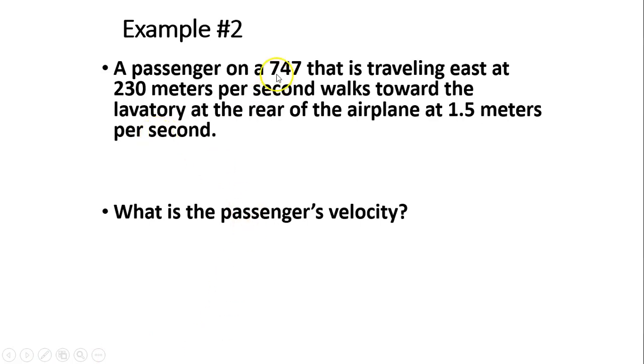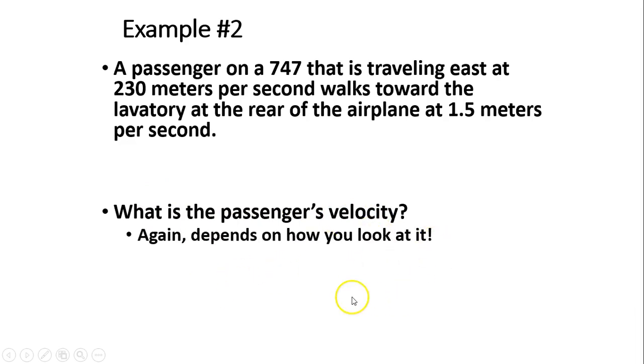Another example, a passenger on a 747 that is traveling east at 230 meters per second walks toward a lavatory at the rear of the airplane at 1.5 meters per second. What is the passenger's velocity?